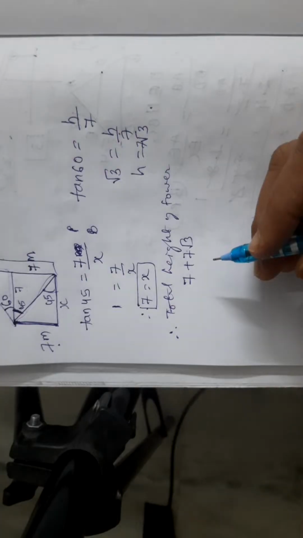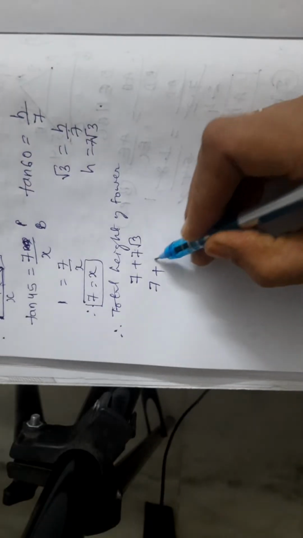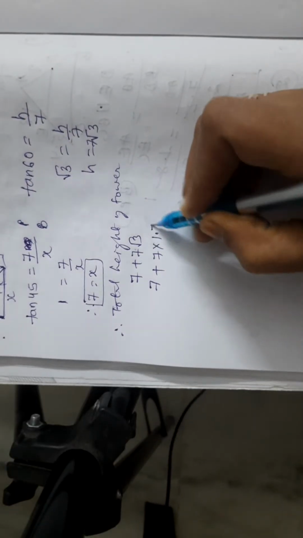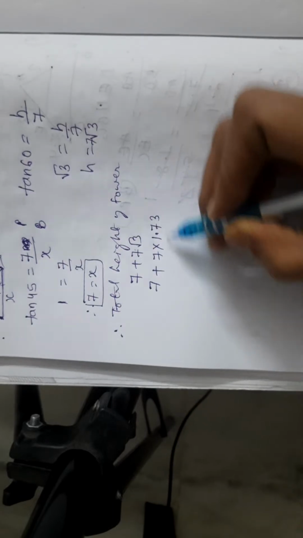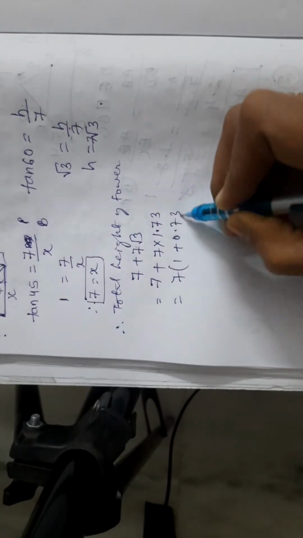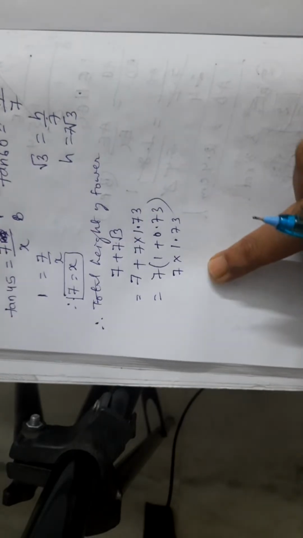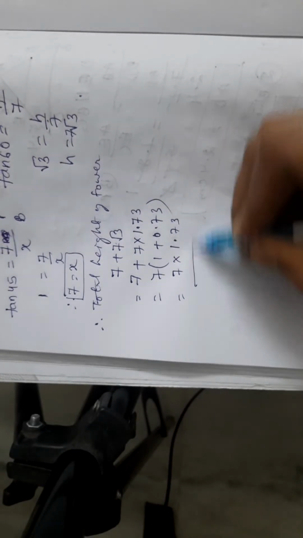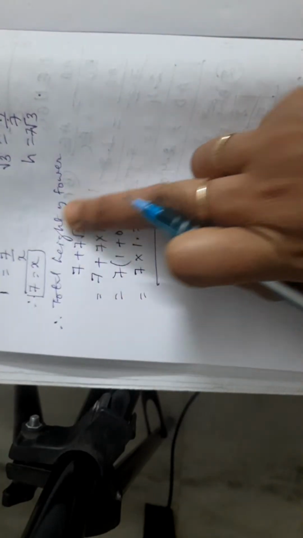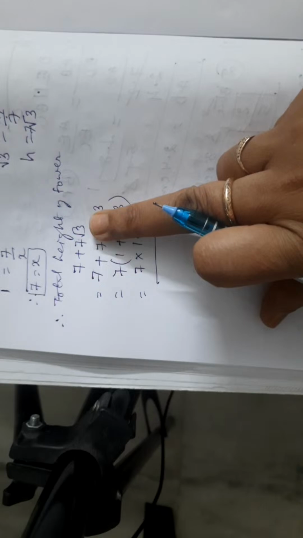We can take 7 common or put the value of root 3 here in the options. Root 3 is 1.73. Now calculate them. So it's 7 times (1 plus 0.73), or 7 multiplied by 1.73. Calculate and complete your answer. Or you can do the separate calculation. Multiply 7 with the root 3 value, and then whatever answer you are getting, you can add and complete the solution here.